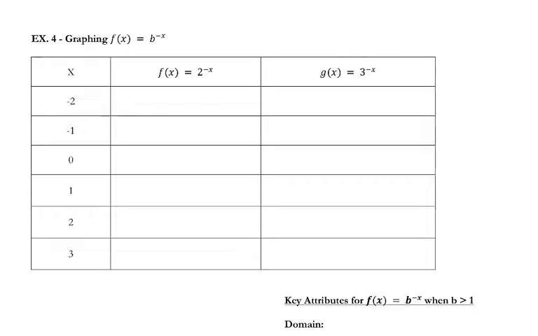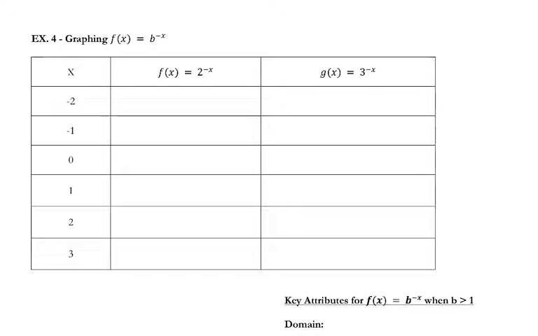This is the second video on the notes for 8.2, graphing of exponential functions. So we're starting with example 4. In our previous examples, we looked at shifting the graph up and down and left and right. Now we're going to see what happens when we make the exponent negative. So we have b to the negative x as our general form.